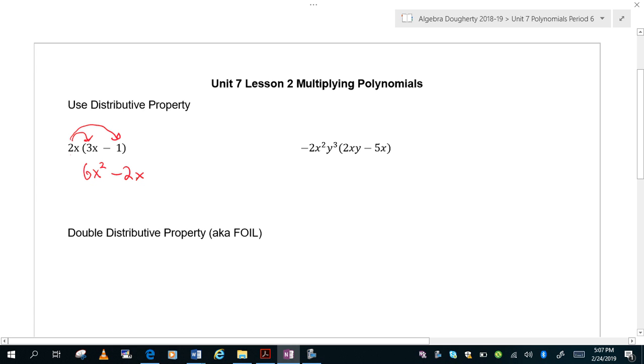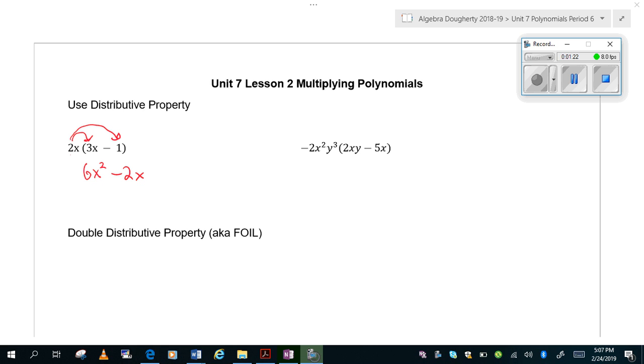This binomial is already in standard form, so we really don't have to do much to it. It has a degree of 2 because the highest exponent is 2. The next example is a little more difficult. You should pause this and try it. You can check your answer when you're done. My suggestion will be to watch the signs.